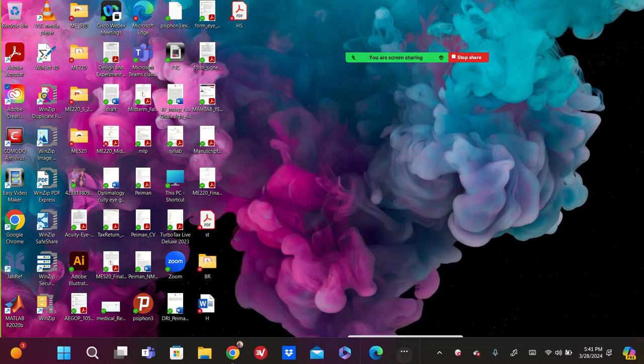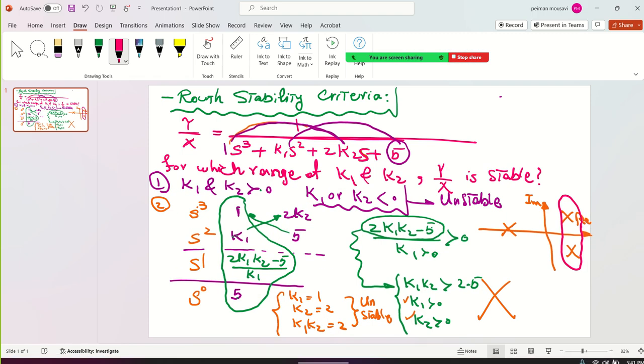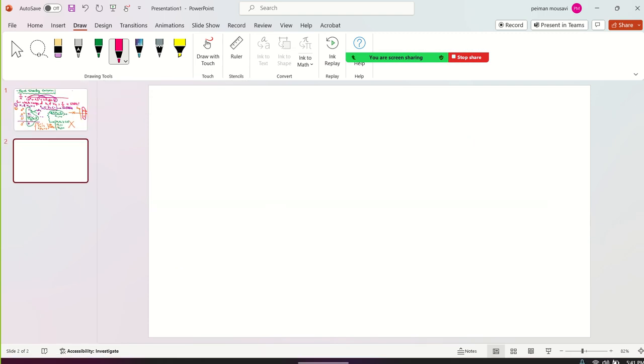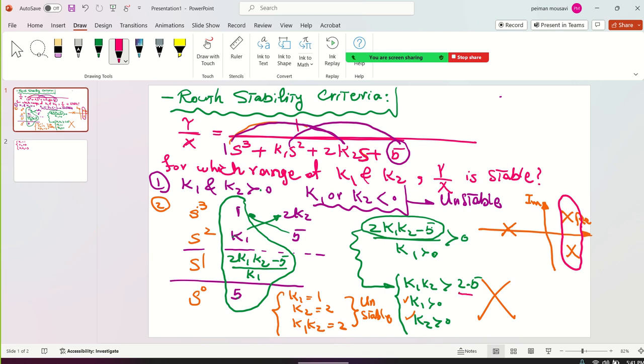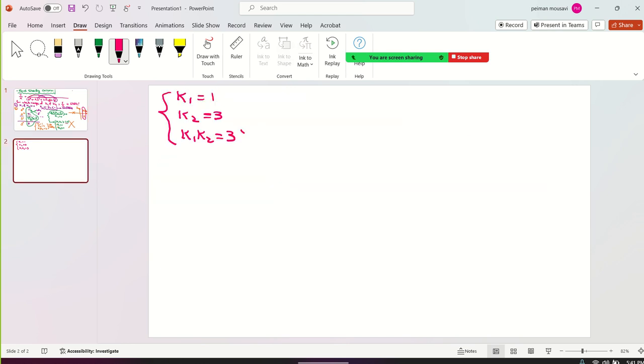Now, if you select next page, the other set, K1 is 1, K2 is 3, so K1 K2 is 3, and 3 is greater than 2.5. See, it is greater than 2.5. Bingo.